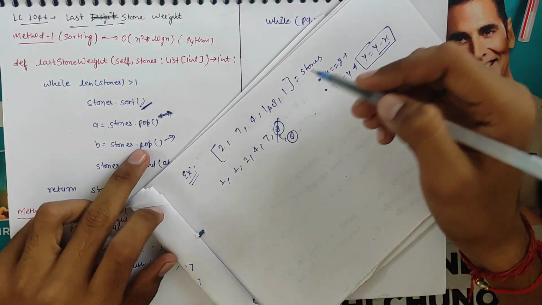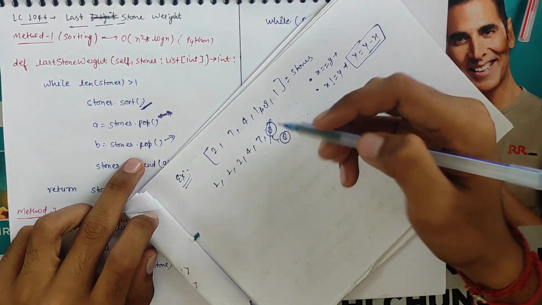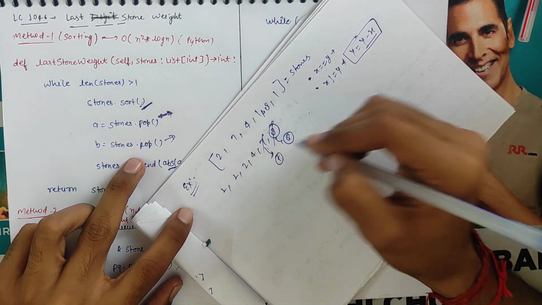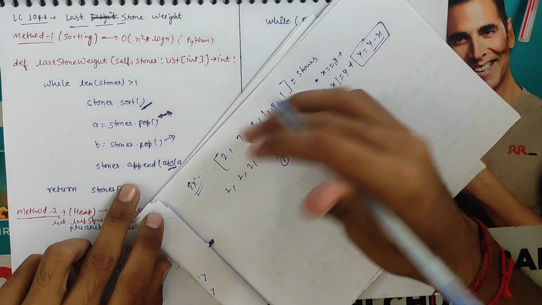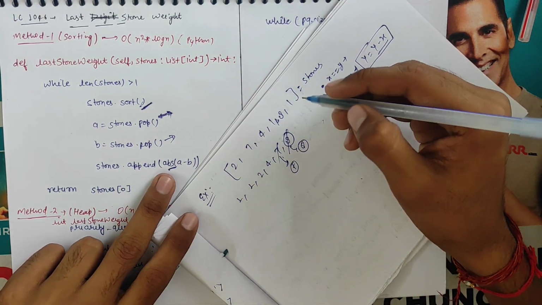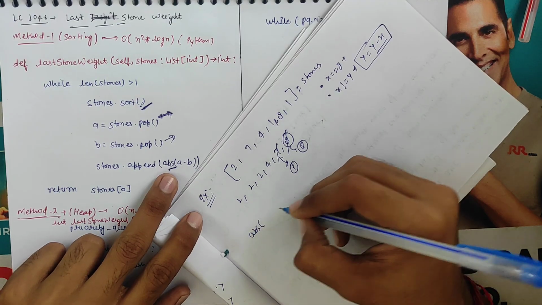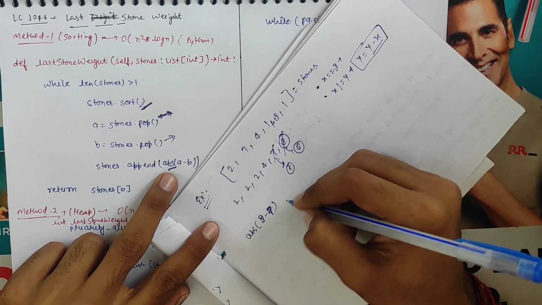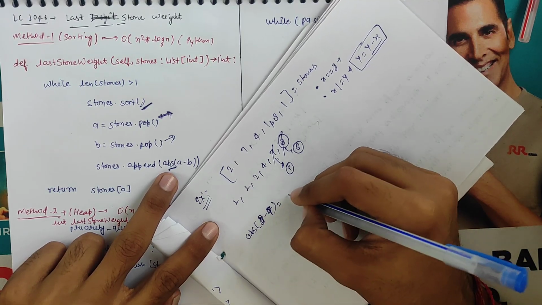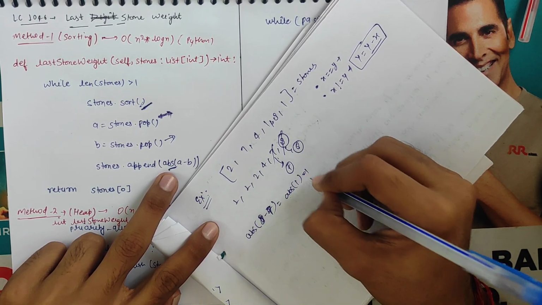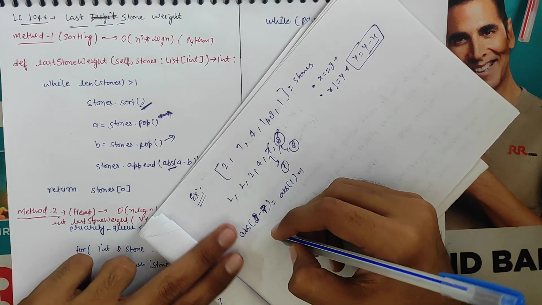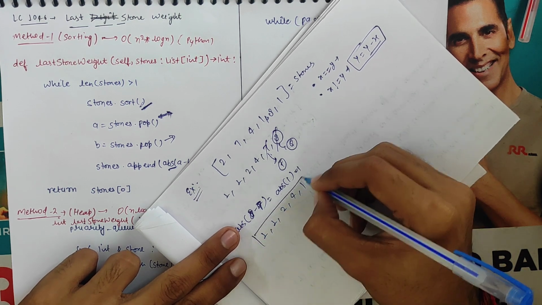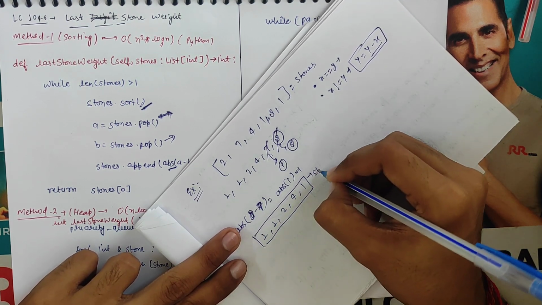Again stones dot pop, the same thing: we pick the largest element from the array, and after that we pop that element out. Now we add the absolute value of a minus b, like 7 minus 8, where a was 8 and b was 7. So we add that value, which is the absolute value 1, into the stones. It will be added here: 1 1 2 4 1. So the stones array will look like this now.